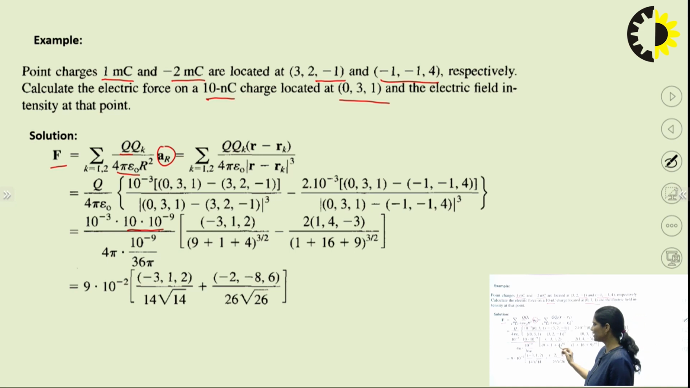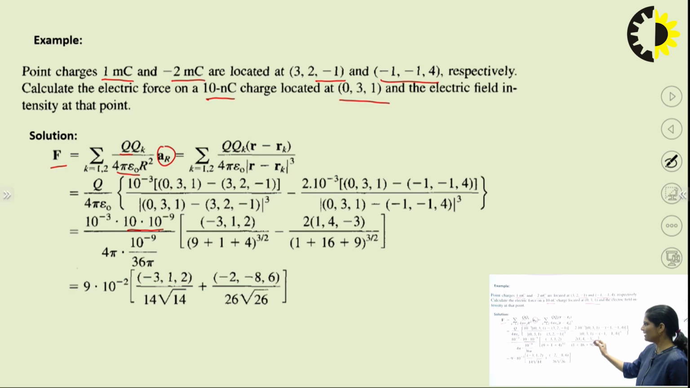Now how will you get the magnitude? Under root, put 0 minus 3 whole square, you will get 9. Now 3 minus 2 whole square, you will get 1. 1 minus minus 1 whole square, you will get 4. So this is 14 under root, raised to the 3 by 2 power, so the under root is removed when you take the power 3 by 2. Similarly, find 0 minus 1 whole square, that is 1. 3 minus 1 whole square, that is 4, and 1 minus 4 whole square, that is equal to 9, again to the power 3 by 2.